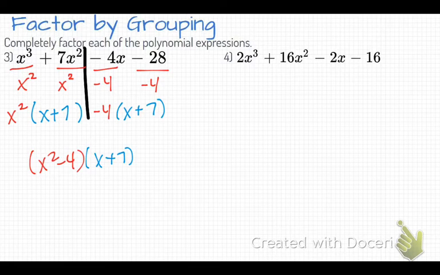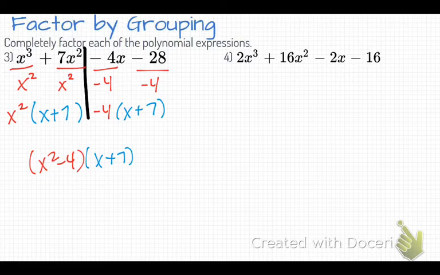Am I done factoring? Is that my answer? No. Okay. The reason for that is because this x squared minus 4 can continue to factor, okay? Is x squared a perfect square? Can I take the square root of x squared? Okay. Can I take the square root of 4? Then that means I can continue to factor it, okay?